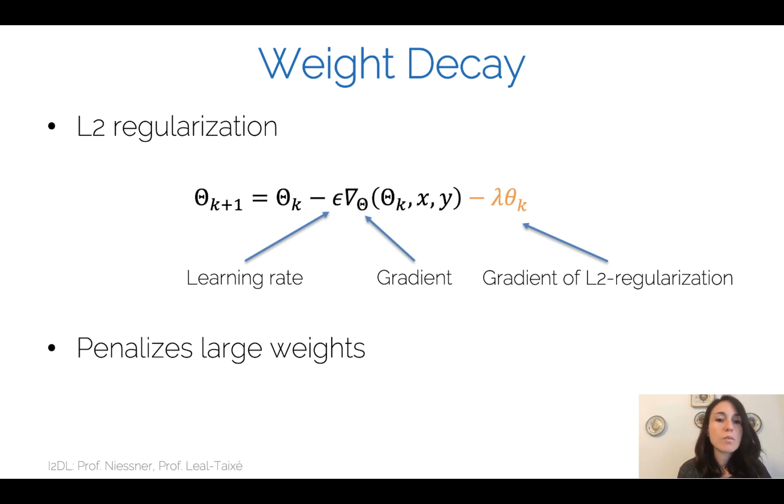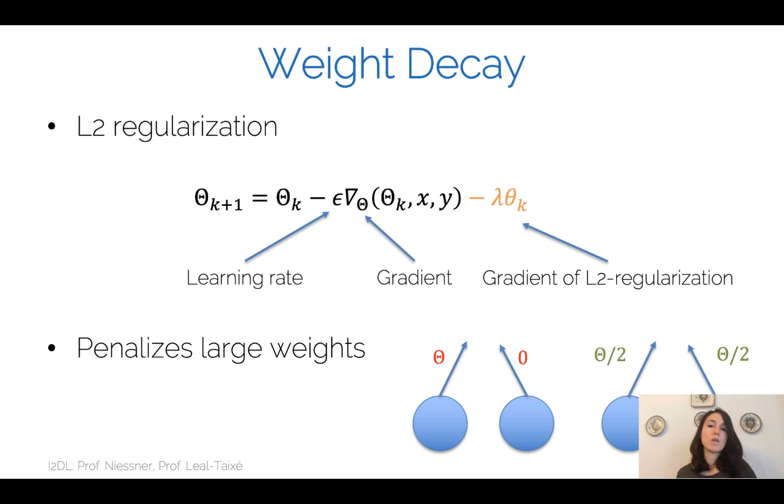So let's look here. We have an iterate step of the weights of our neural network. We have our learning rate, we have our gradient, and essentially we're going to add this orange term here. This orange term, which is weighted by lambda, is essentially the gradient of the L2 regularization on the weights. So again, as we saw in previous lectures, the regularization acts only on the weights, which is why this term has dependency only on these weights theta k. And this term essentially penalizes large weights.